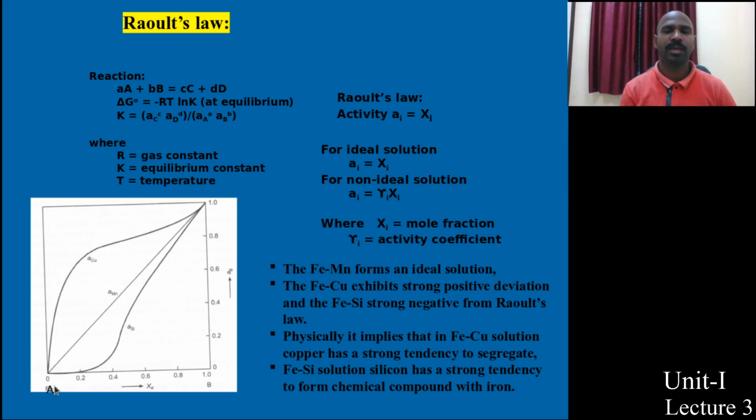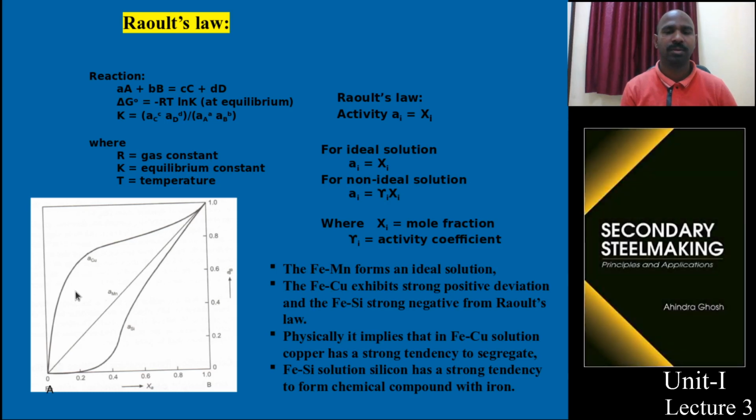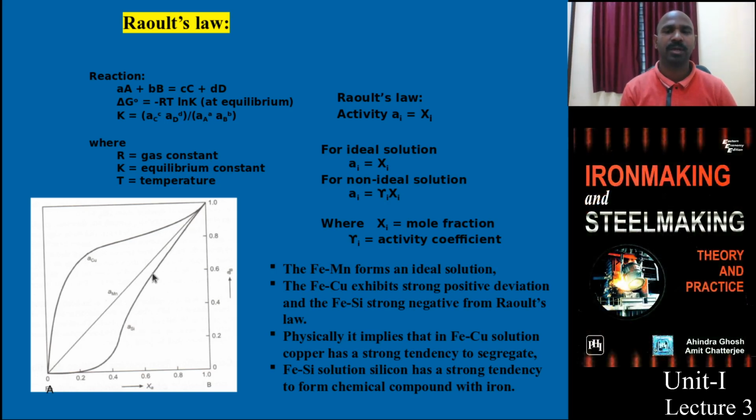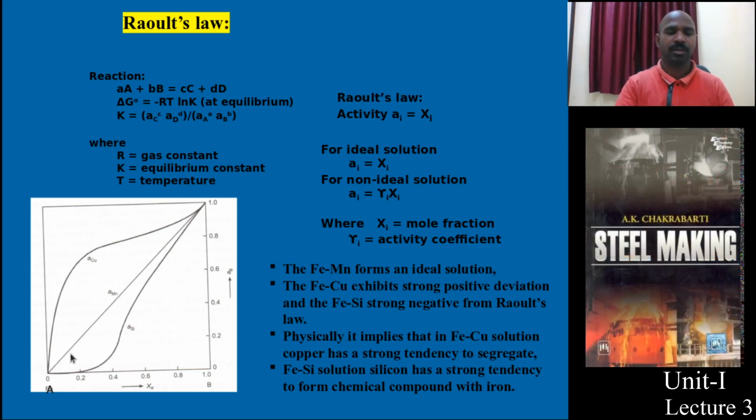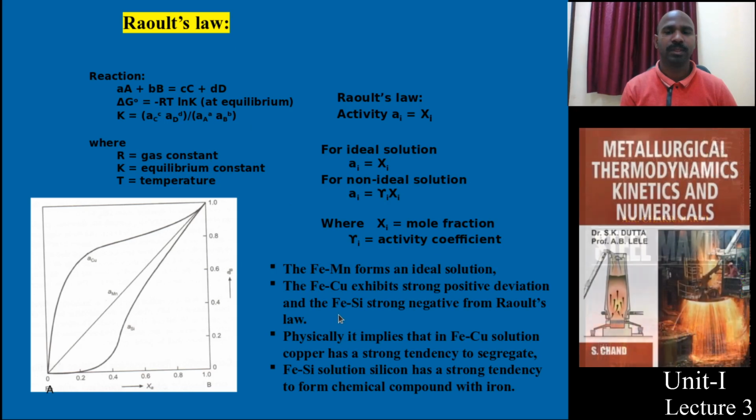Finally, there is some statistical data and a graph which shows that in the case of copper, the activity in a slag gives positive deviation. If it is silicon, it gives negative deviation. Whereas manganese gives a straight line along Raoult's law, just like an ideal solution. These things you need to note down. Physically, what this Raoult's law gives is the negative deviation for iron and silicon, the rest of the element is iron.